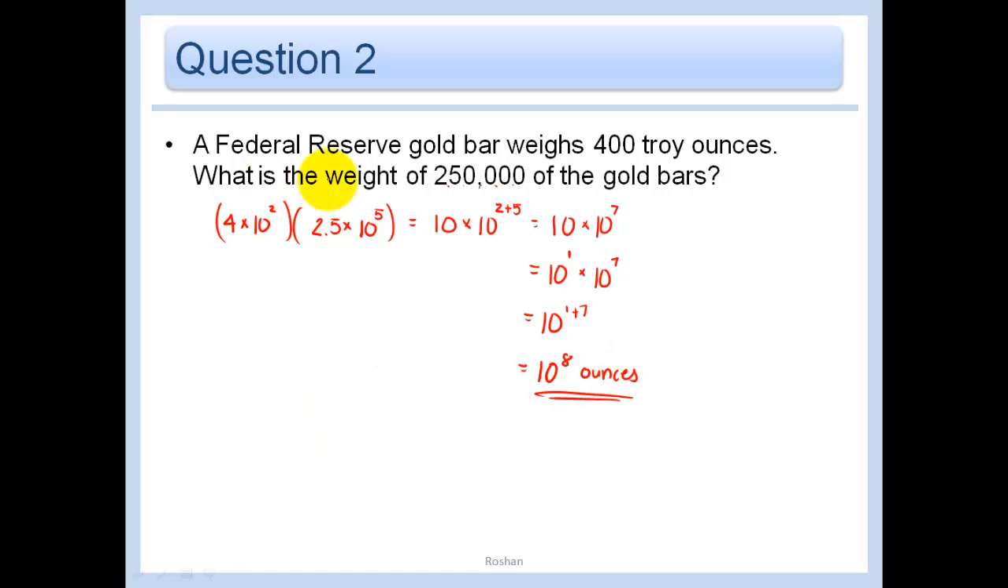Now, honestly, if I wanted to do this problem in my head, I wouldn't have done scientific notation. This is how I would have done it. 400 times 250,000. I would have started with 4 times 25, and 4 times 25 is 100. And then I just would have tacked on the zeros. So I have 1, 2, 3, 4, 5, 6 of them. Let's put our comma so it's easier to read. 1, 2, 3. And so that is 1, 2, 3, 4, 5, 6, 7, 8 zeros. So that's 10 to the 8th power. And so I would have gotten the same answer.